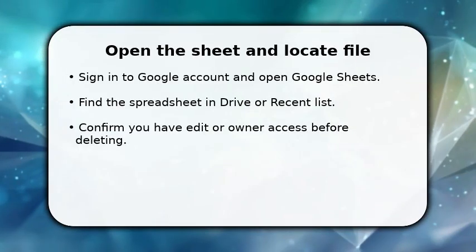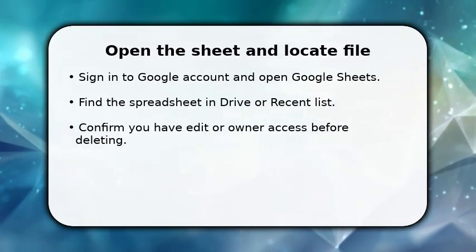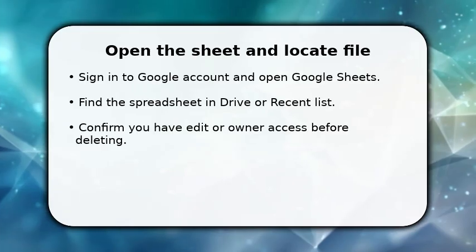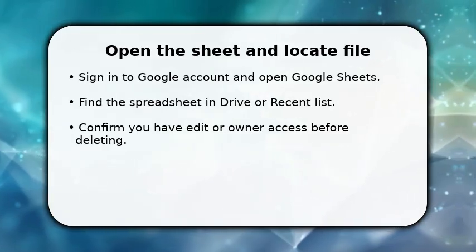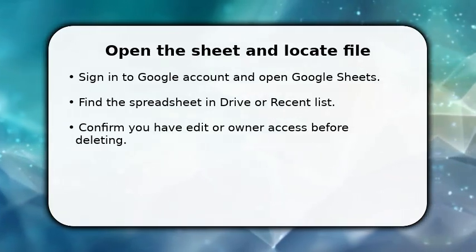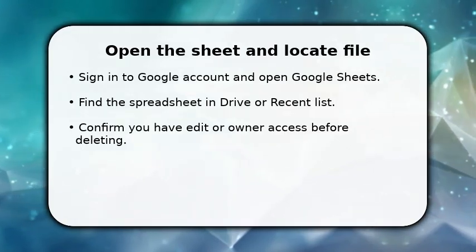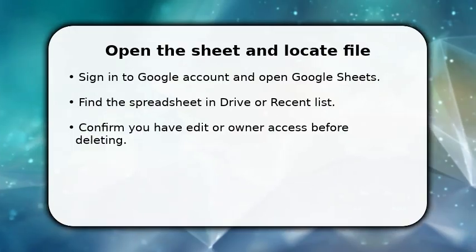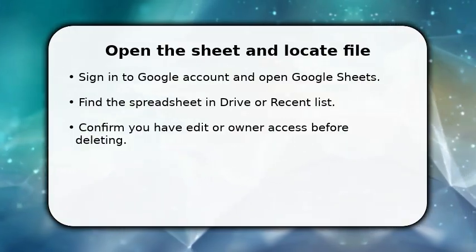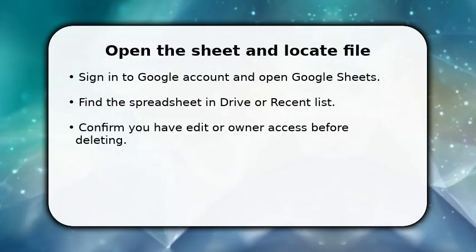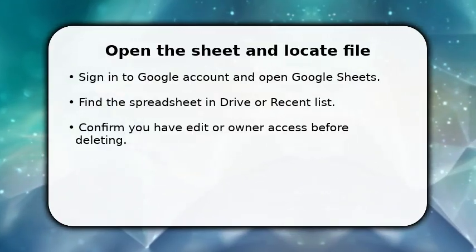You're starting by opening Google Sheets and locating the exact spreadsheet you want removed. Once in Drive, check ownership, because only owners can permanently delete. Editors can remove sheets inside a file, but not the file itself. If you don't own it, make a copy or request ownership. Make sure to close any other devices editing the file so no conflicts occur.